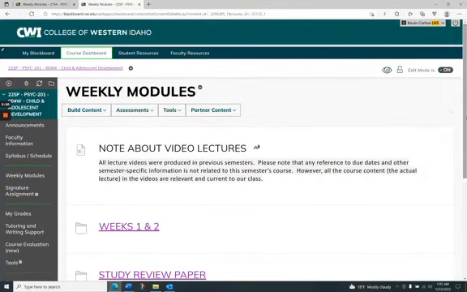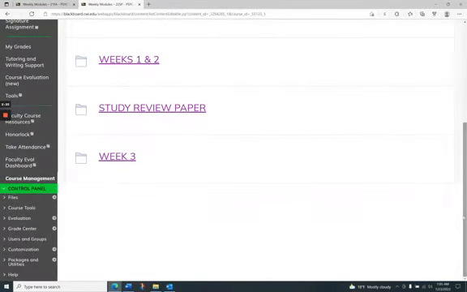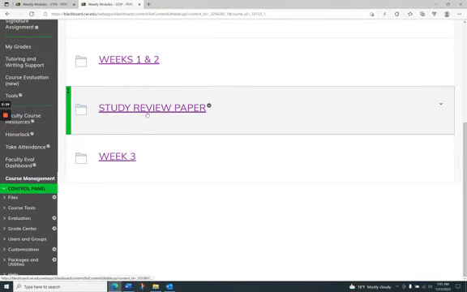Going back to the weekly modules, the study review paper module is already there. Don't open week 3. I don't have anything there yet. I'll put some stuff there at the beginning of next week. I like to put things week by week so we have a nice progression. I think when people work ahead too much, it might actually interfere with things.